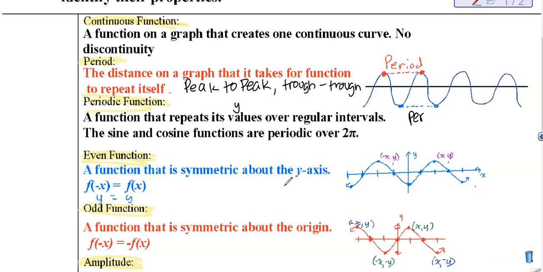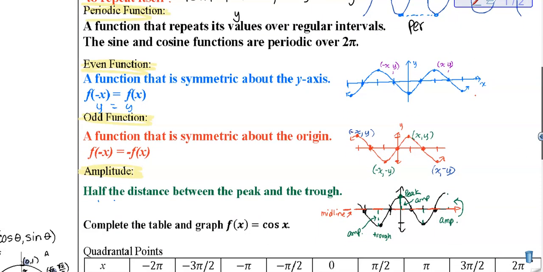And you watch that on the unit circle as you spin around. Your cosine functions repeat and your sine functions repeat. And when we graph it, you'll really see it happening. Okay, the next term here is an even function.